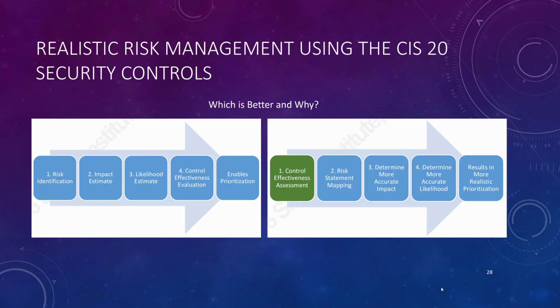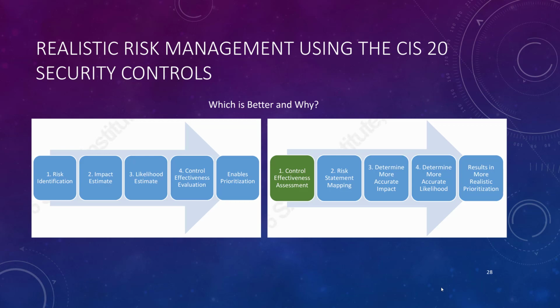As we look at this next slide, and this next slide is actually the last slide, you look at 2 different methodologies for doing this. Most of the articles that you find out there talk about, well, we'll do risk identification, impact estimate, likelihood estimate, control effectiveness evaluation, and then that enables prioritization. What the article suggests is perhaps doing this in reverse order, starting with that control effectiveness assessment, which will inform what risk statements are out there. From there, you can determine a more accurate impact and likelihood, and from there do better prioritization.